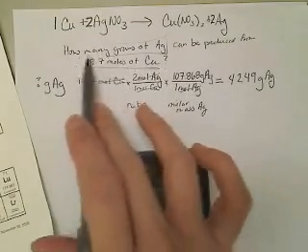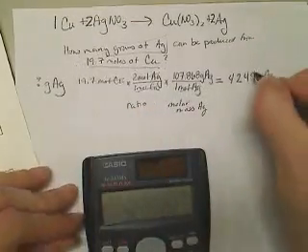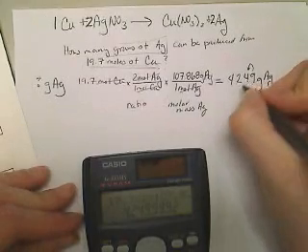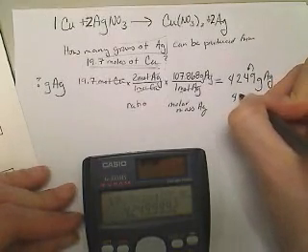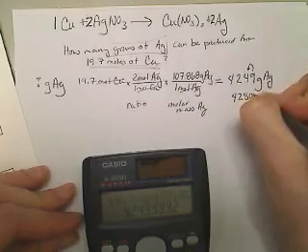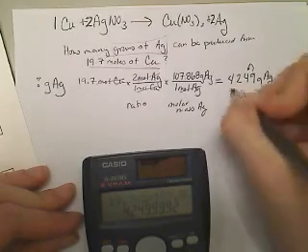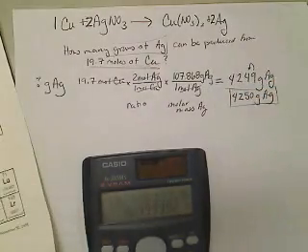The only problem is I've only got 3 sig figs, and my answer here has 4. So I need to now round this, right? I need to round this up. So this would be 4,250 grams of silver. All right.